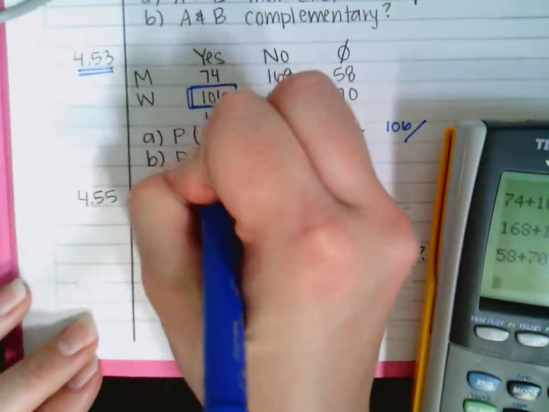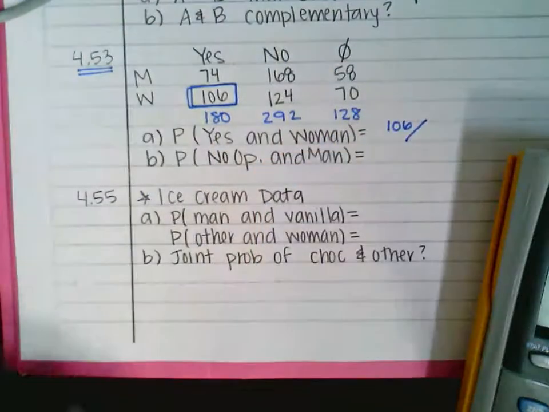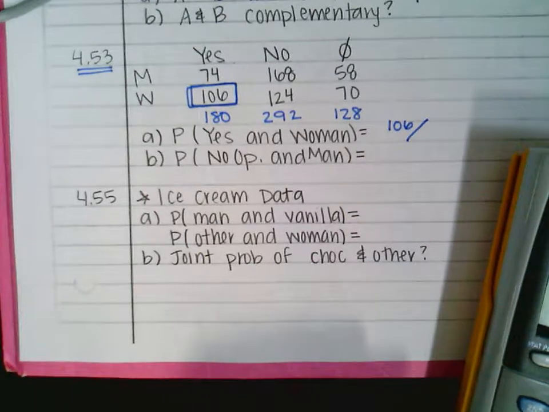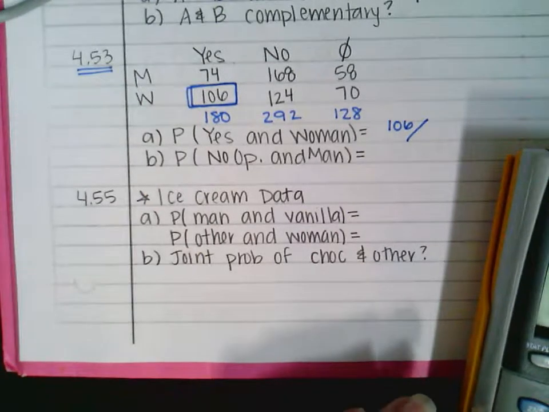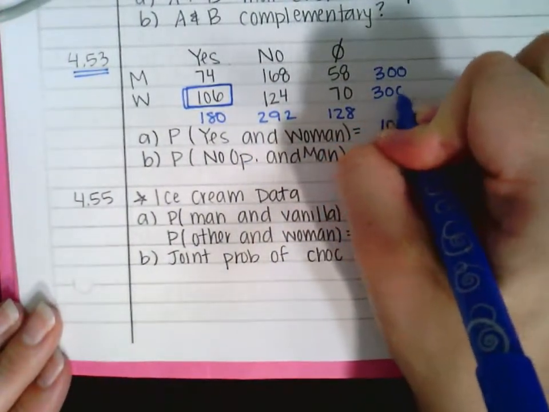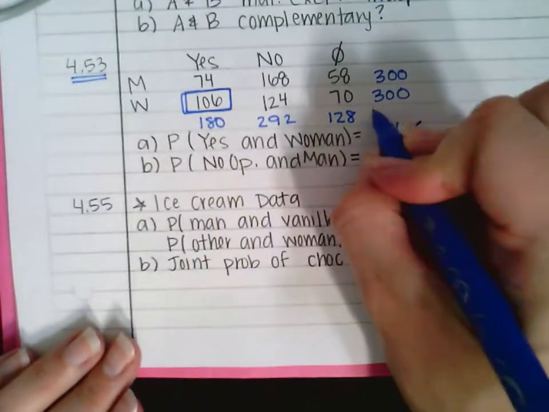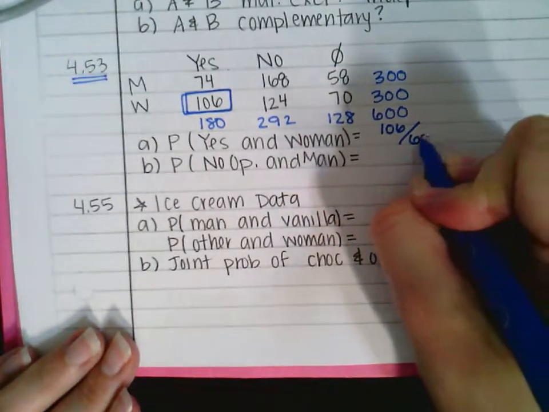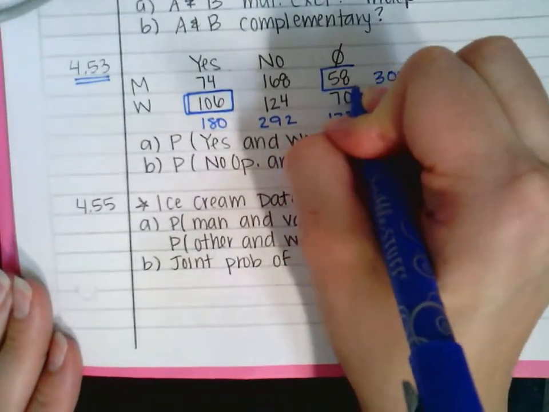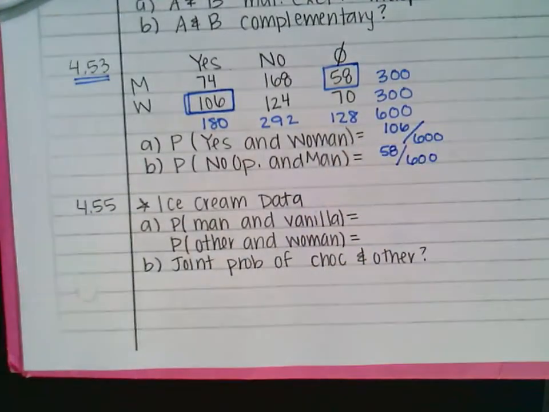Okay, here are my totals. 180, 292, and 128. And if I add across, 300 and 300. I get 600 both ways. So that's my total here. Okay, no opinion and man. My joint frequency table would be 58 out of 600 right here.